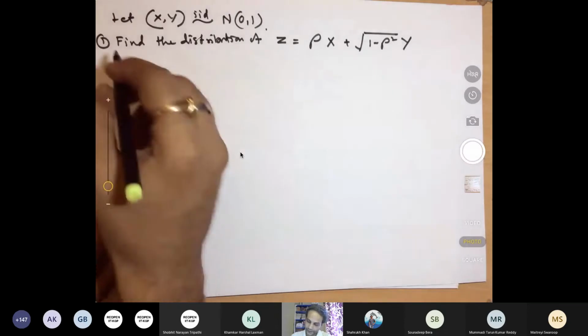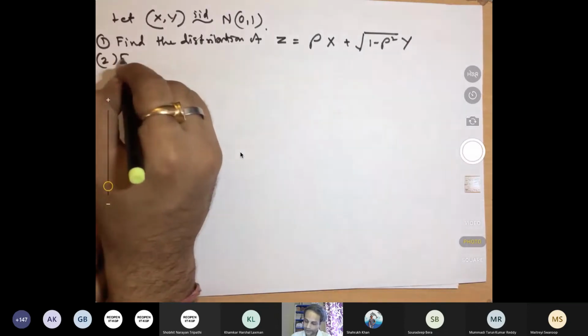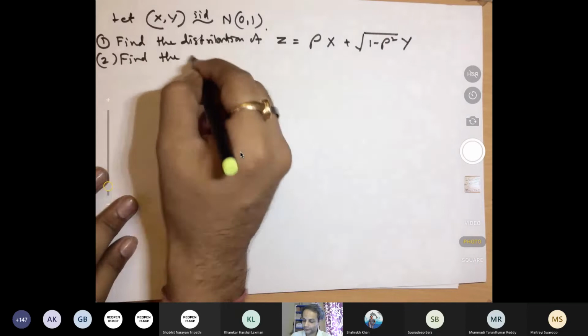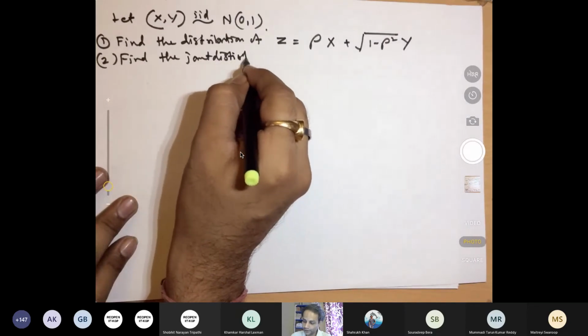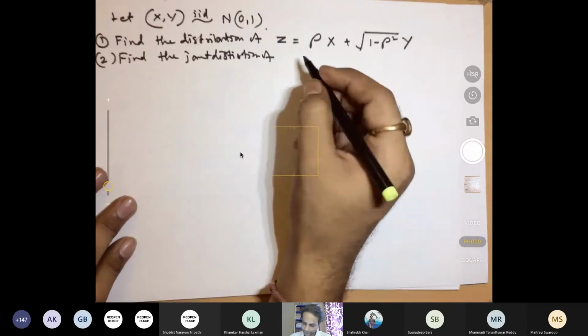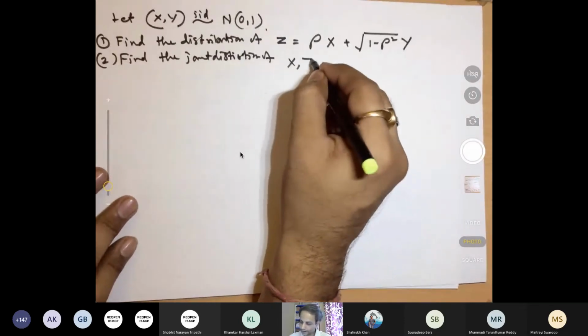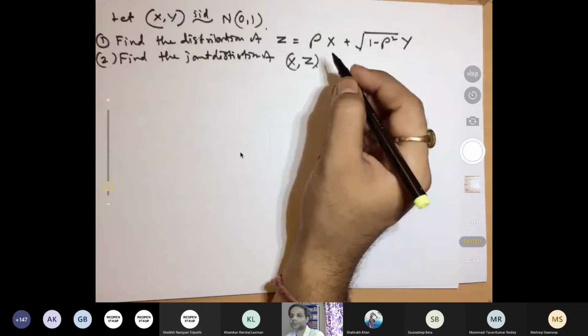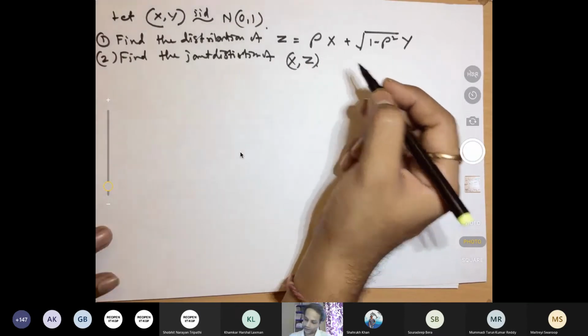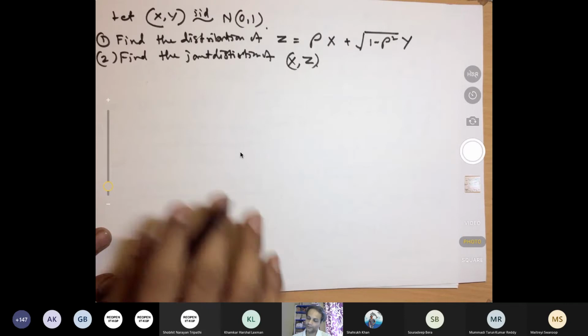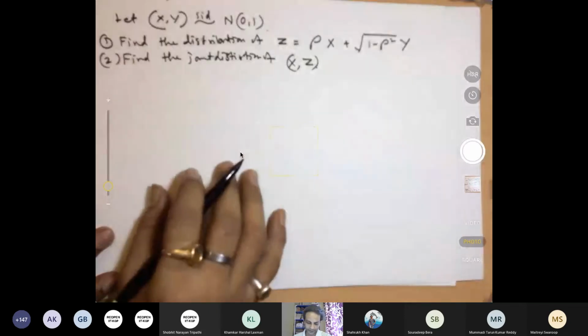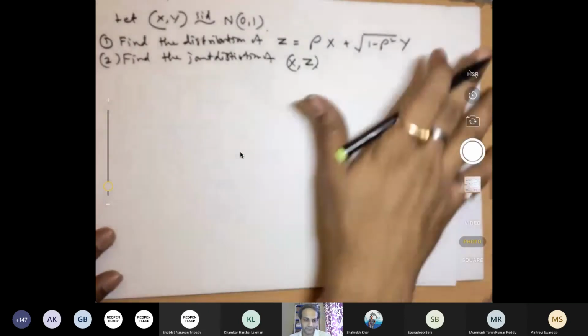Okay. And second, find the joint distribution of this x and z. Now, when you observe these two results, you will find something interesting.